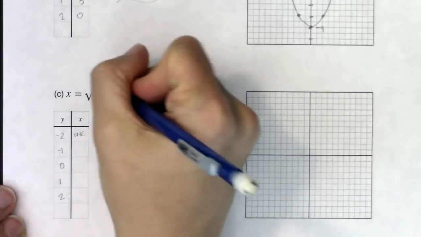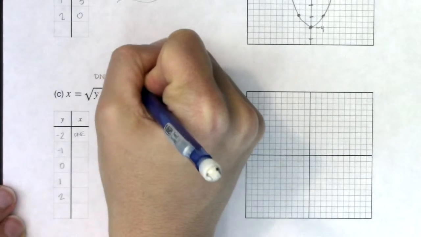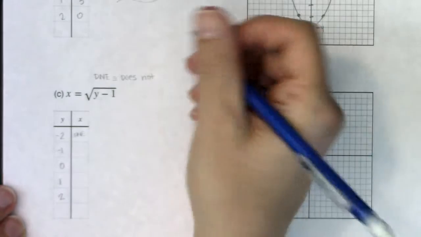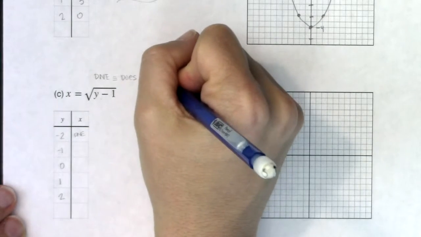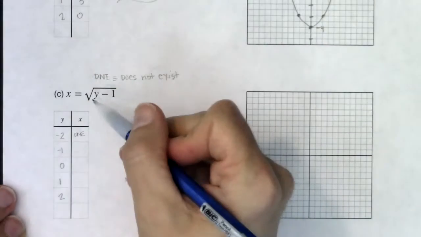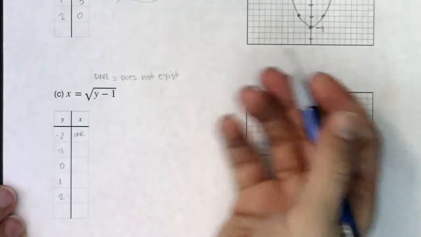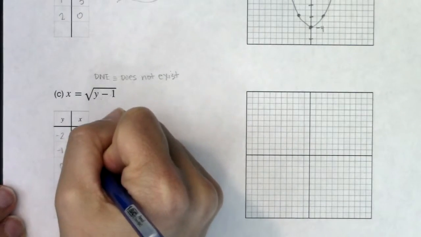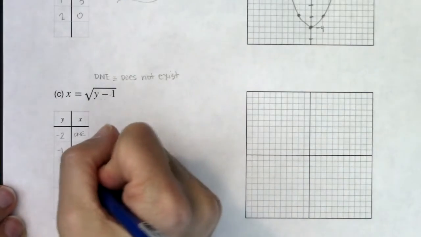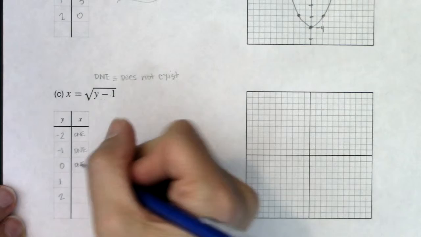And when you see me write dne, that stands for does not exist. We can't take the square root of a negative number, at least over the real numbers. We have imaginary numbers, but we want to graph real ones right now. All right, so if I plug in a y value of -1, well, -1 minus 1 is -2. That also would be a dne. Right? If I plug in 0, 0 minus 1 would be a negative number. All right, that would still be, I can't square root it, a dne.